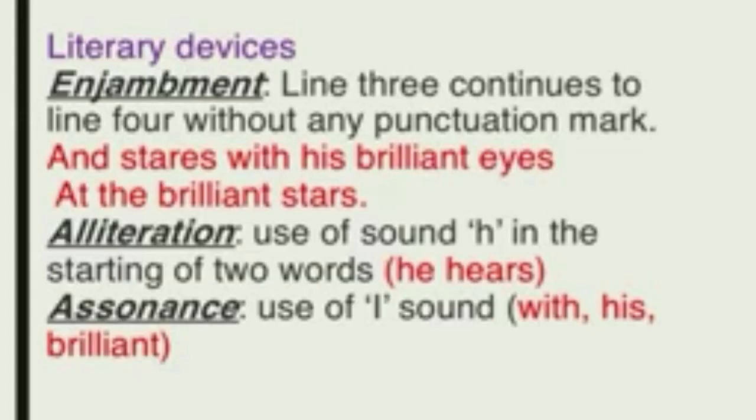Again we will see here the poetic device is enjambment. If we take line 3, it continues with line 4 without any punctuation mark. We can see the line, "and stares with his brilliant eyes at the brilliant stars." You can notice that in the third line, no punctuation mark is there. It is continuing with the fourth line. So it comes under enjambment.